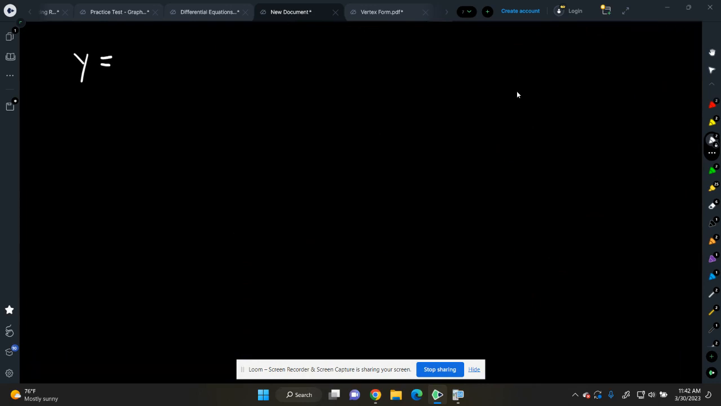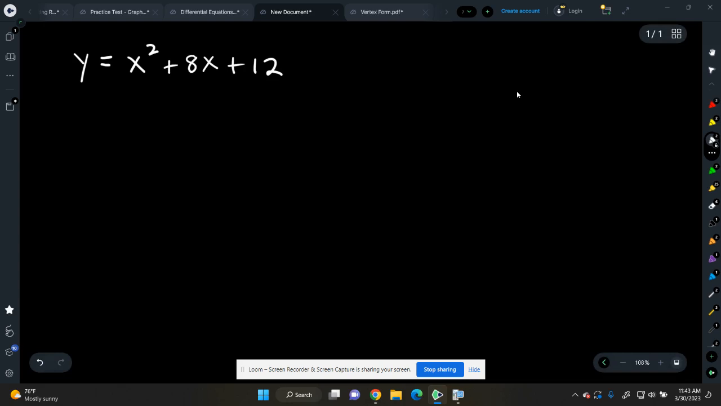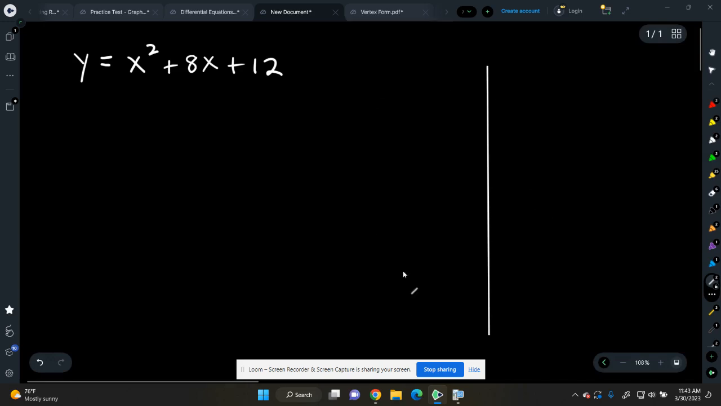Let's do y equals x squared plus 8x plus 12. Okay, I'm trying to give you problems that don't have fractions right now. All right, we're going to graph this. I've got to leave myself enough room. I've got to make it kind of a big graph.